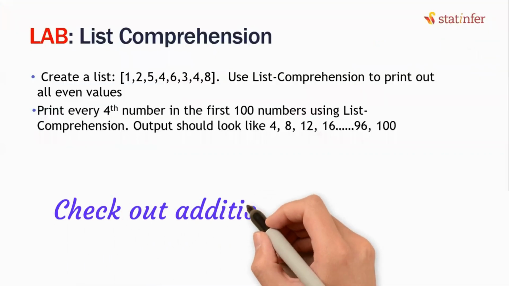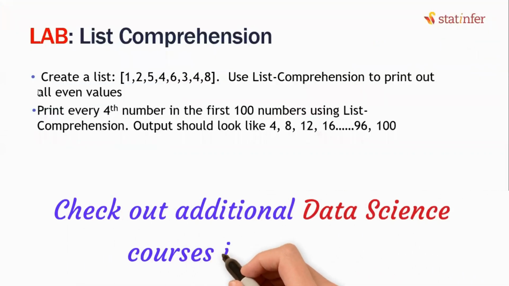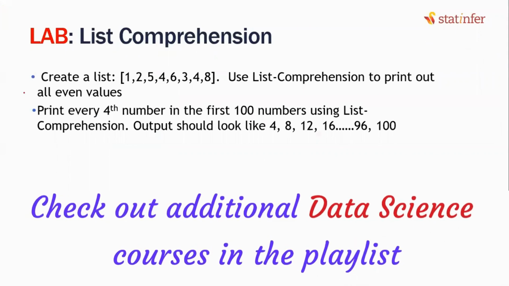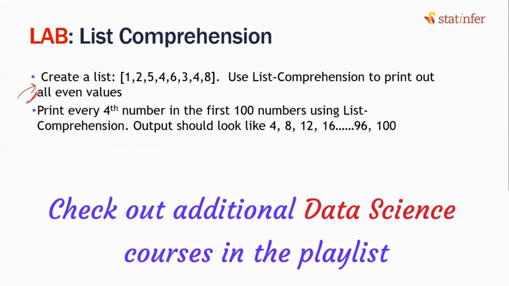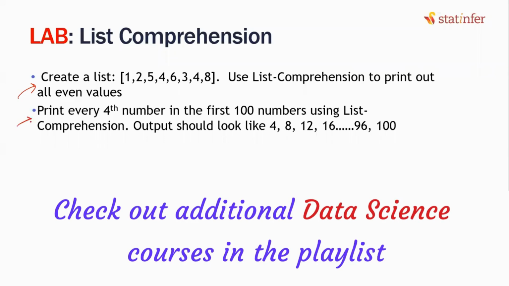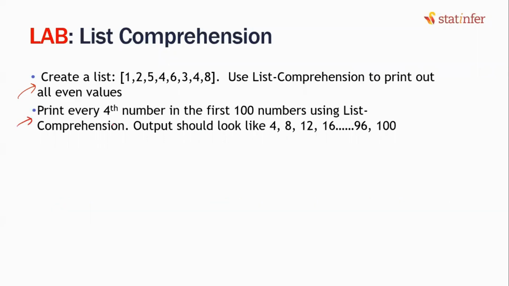So let us do a small exercise on list comprehension. Create a list, use list comprehension to print out all even values. The condition is pretty simple. Print every fourth number of the first 100 elements using list comprehension. Repeat the same exercise as the for loop that we have done, but this time we do not want to use a for loop. We want to use list comprehension. Give it a try.